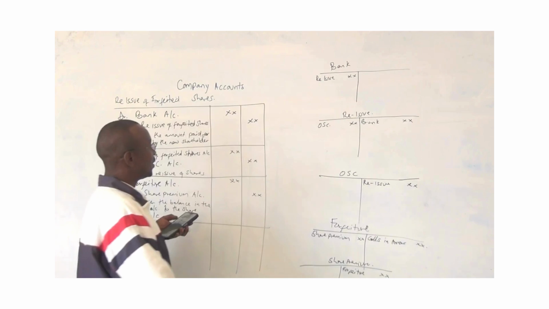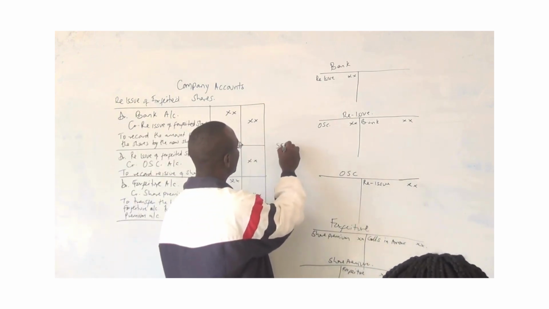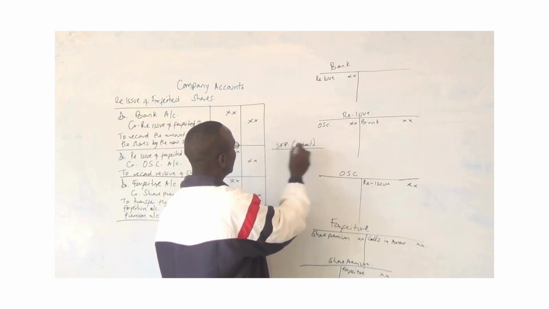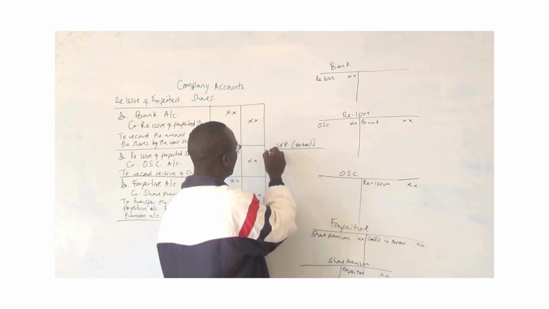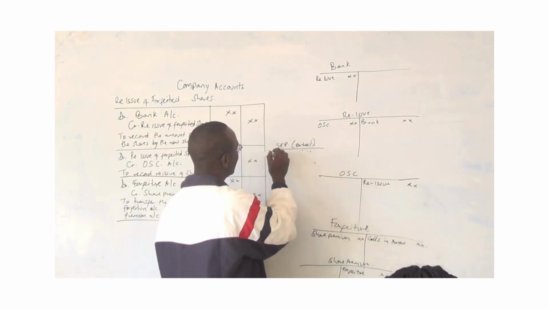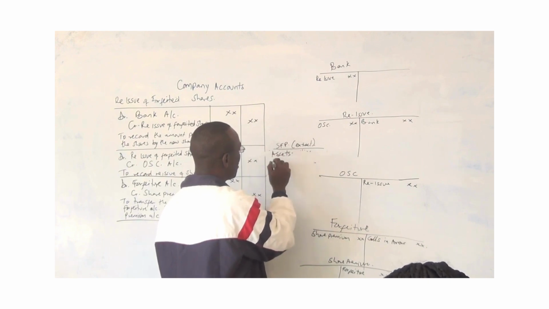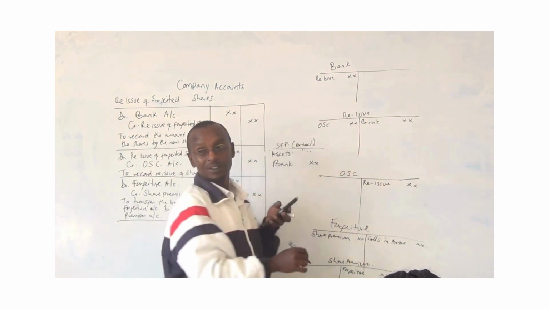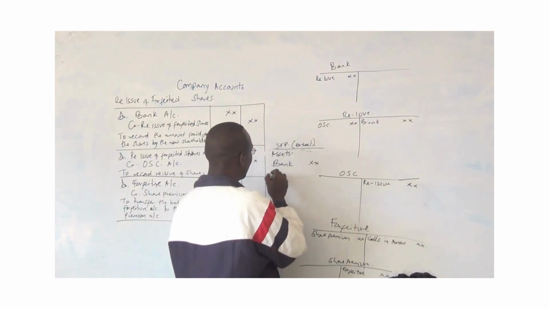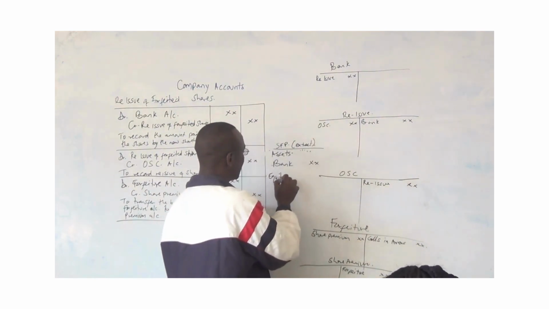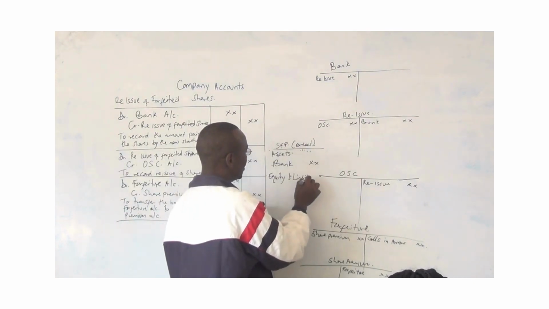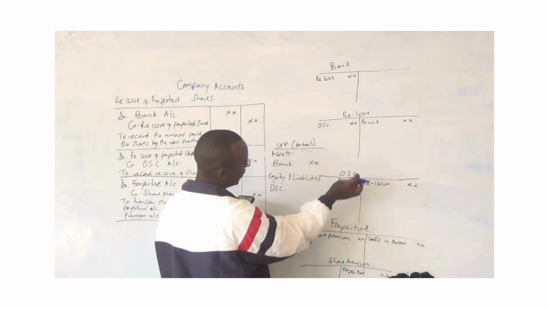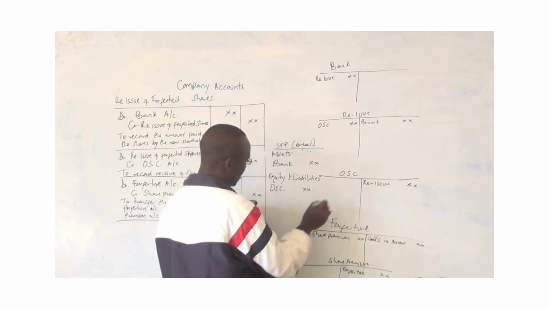By trying to come to the statement of financial position, extract. In the part of assets, there will be bank. So you may remain with a balance. Then, in the equity and liabilities, there will be the ordinary share capital, ndio iko na balance, and share premium.